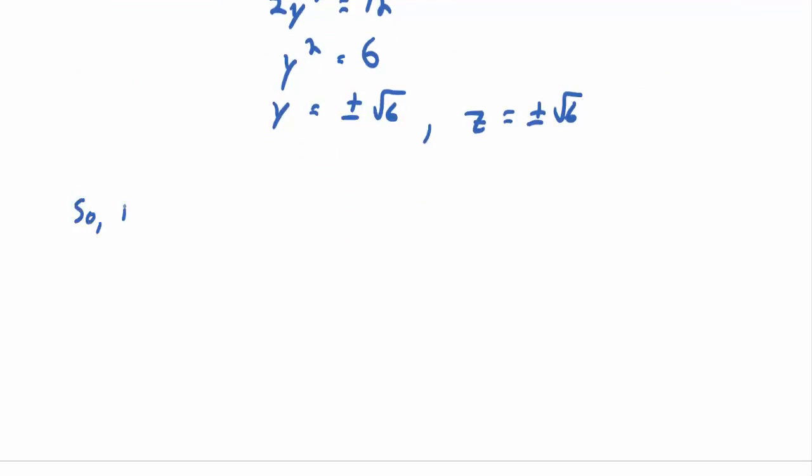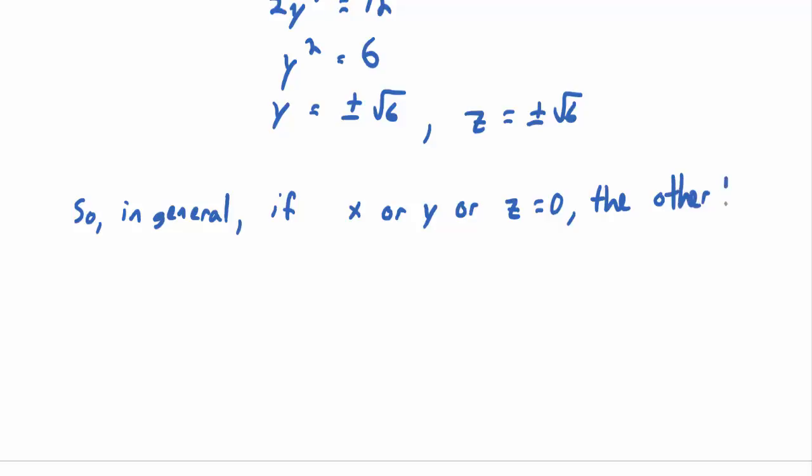So I'll say in general, and this is just by the nature of the symmetry of the two functions, it wouldn't be true with every problem. With other problems, you might have to write them all down because you might get different values when you plug your critical points into the function. But here you won't. So in general, if x or y or z equals 0, the other two are plus or minus root 6 in any combination of pluses and minuses, right?